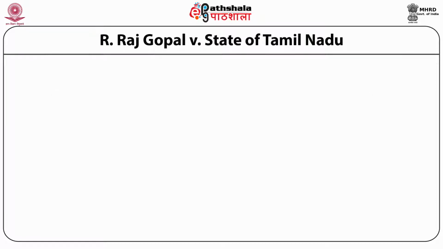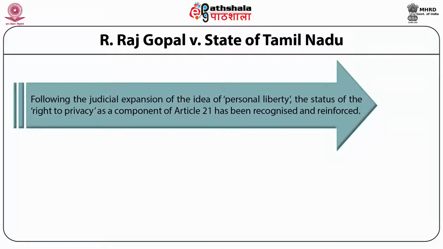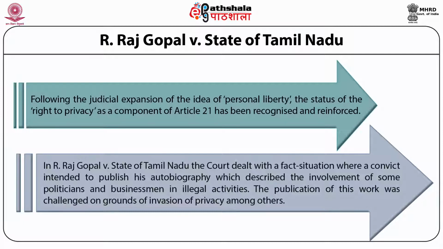Now the case of R. Rajagopal versus State of Tamil Nadu. Following the judicial expansion of the idea of personal liberty, the status of the right to privacy as a component of Article 21 has been recognized and reinforced. In Rajagopal versus State of Tamil Nadu, the court dealt with a fact situation where a convict intended to publish his autobiography. In that autobiography, he intended to describe the involvement of some politicians and businessmen in illegal activities. The publication of this work was challenged on grounds of invasion of privacy, among others.